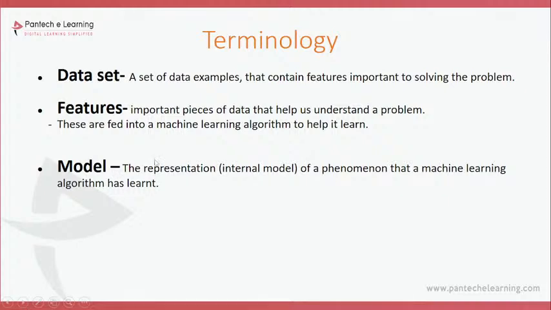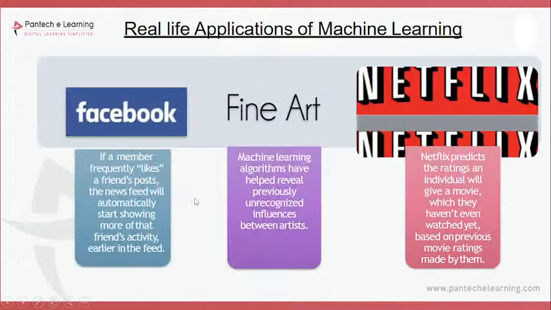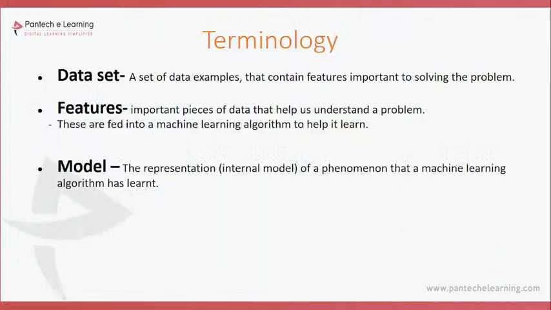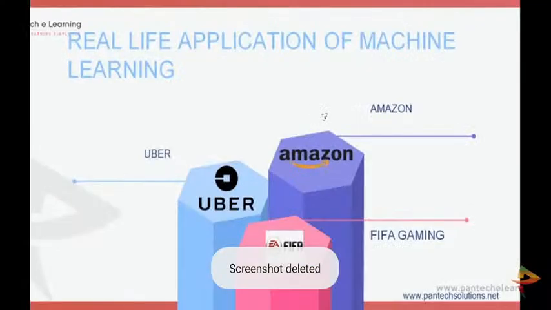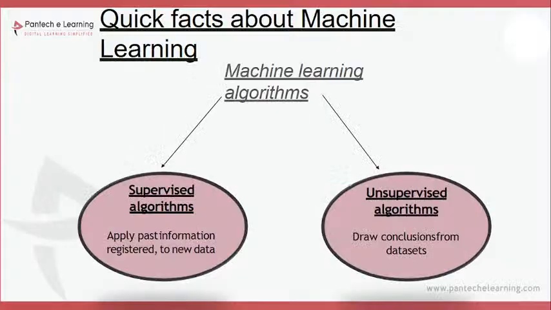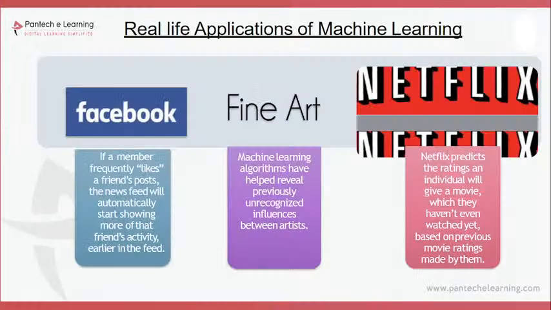Next, model. Model means the representation of a phenomenon that a machine learning algorithm has learned. So we are applying some algorithms, that is the model. Next, real-time examples. Real-time examples: Facebook, Fine Art, Netflix, Uber, Amazon, FIFA. These are the real-time examples.